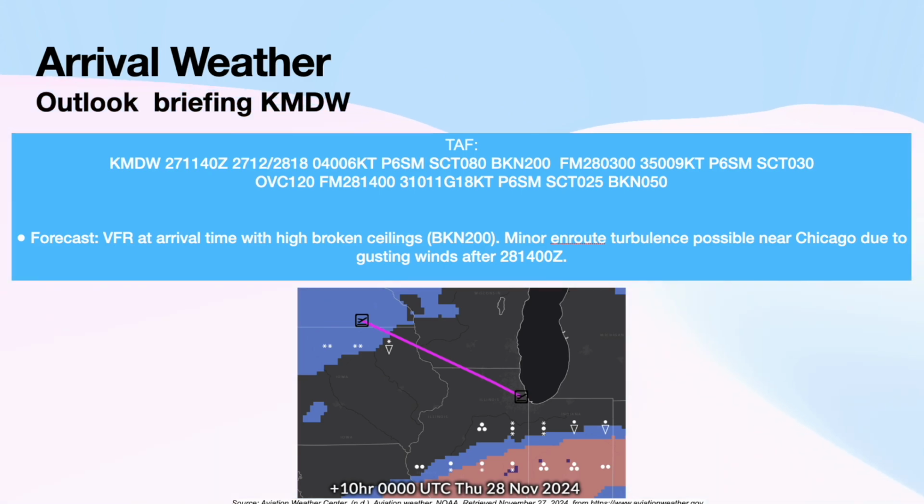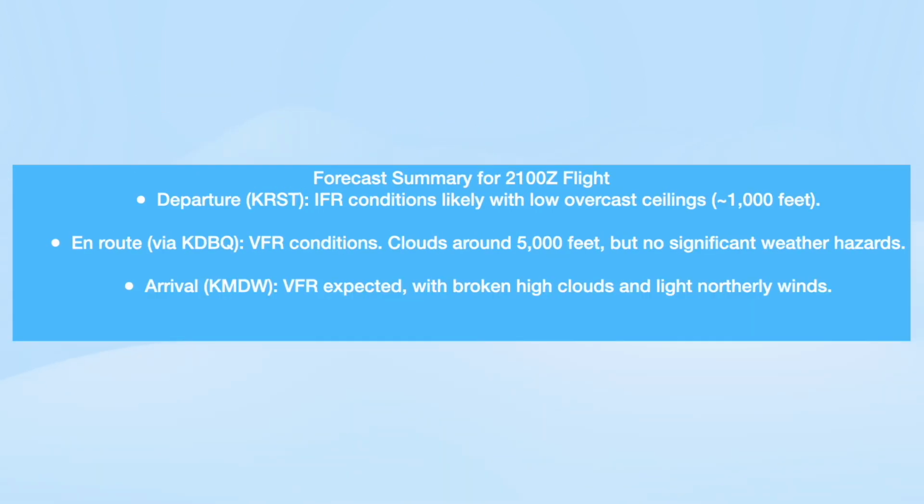As you see on the prog chart that I attached, the marginal VFR condition and the IFR condition are coming toward the south as time goes on. Outlook briefing forecast summary for 2100 Zulu flight: departure, IFR condition expected, and on the en route and the arrival, VFR condition is expected.